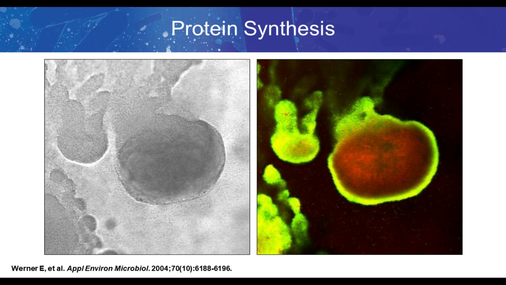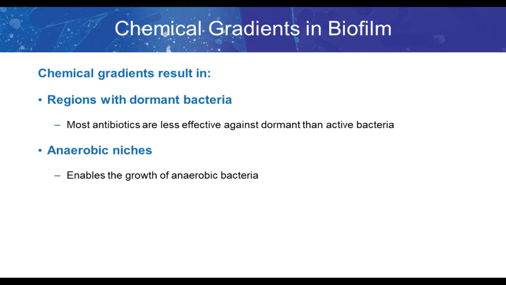And so if you tried to kill this biofilm with an antibiotic that inhibits protein synthesis, again, you would kill the outside bacteria, but you wouldn't kill the dormant bacteria within the center of that biofilm. And so in summary, these chemical gradients result in regions with dormant bacteria, which make a lot of antibiotics less effective. But the other important consequence is we get these anaerobic zones, and that not only can make bacteria that require oxygen dormant, but it also creates a niche in which anaerobic bacteria can grow.